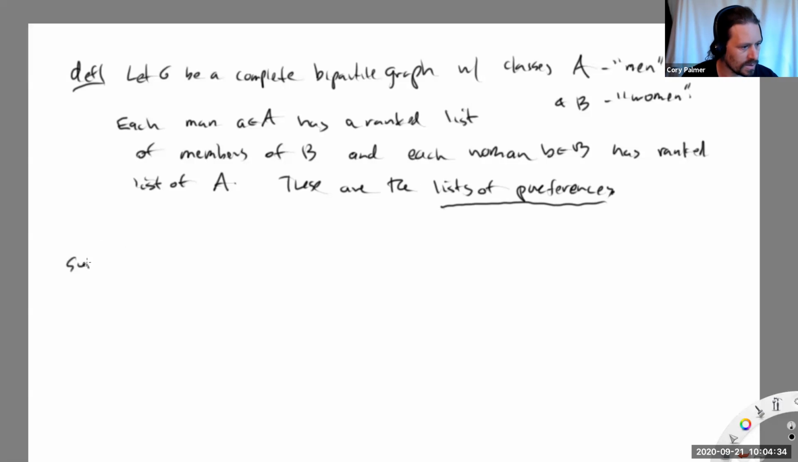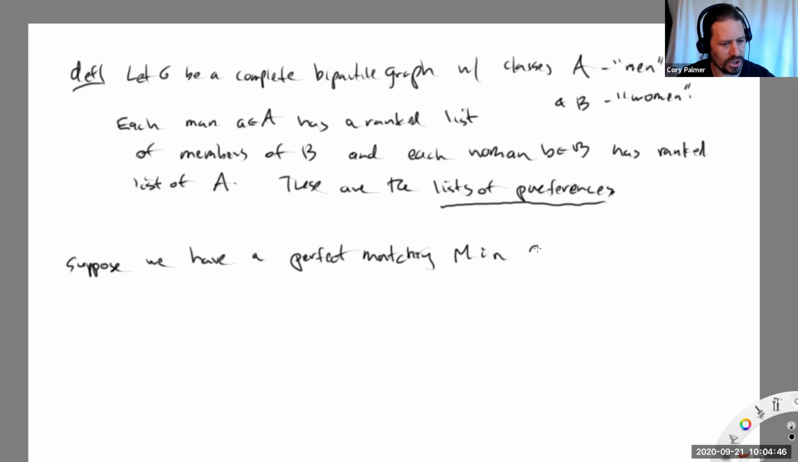Okay, so now suppose we have a perfect matching M in G. So what does that mean? A perfect matching is a pairing of each man with one woman, right? It's just a matching of all the vertices of the graph. So you can think of it as a list of marriages. Okay, so we have a pair AB. So A is in A, B is in B, who are not matched.